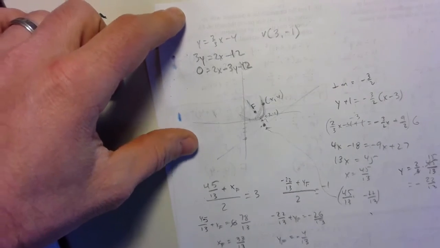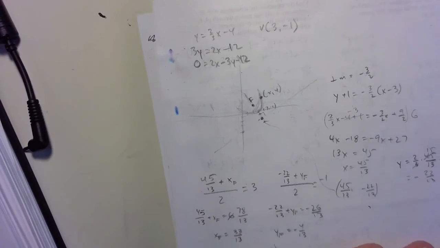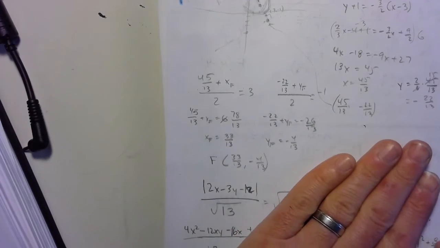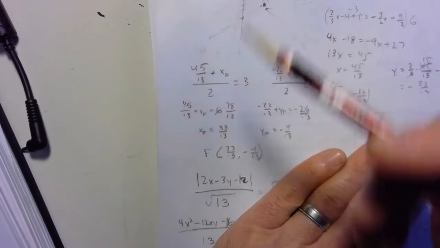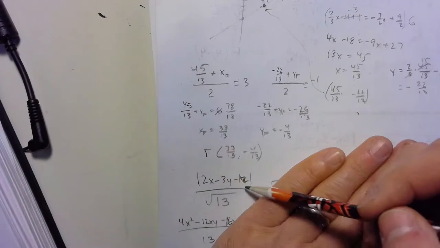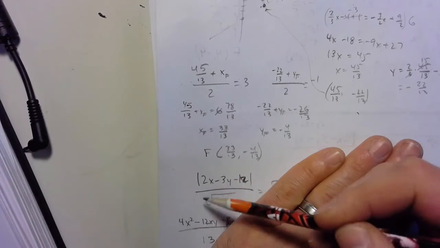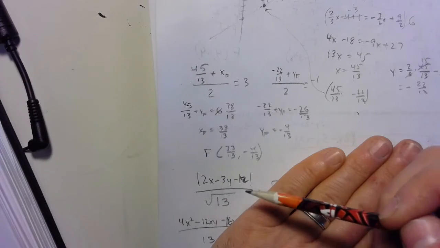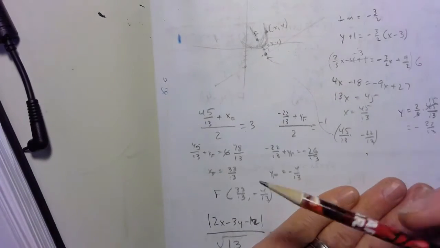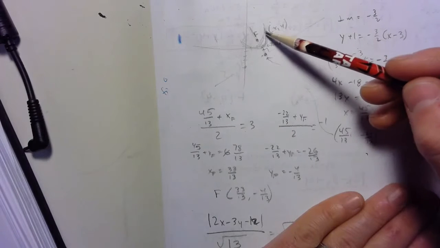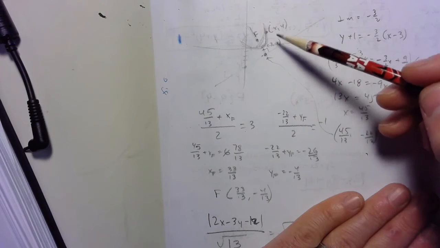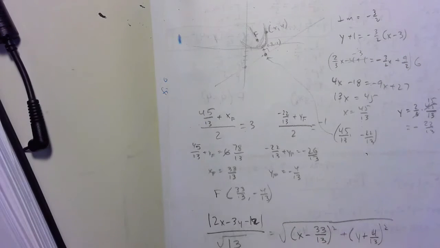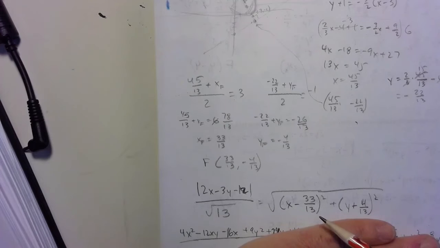Okay, then I'm going to go plug it in, right? So I go down here, and the point was x comma y, so I plug it into that equation. And so this is my distance from the point to the line. Okay. Now I'm going to set that equal to the distance from the point to the focus, right? So there's that second part of the equation.